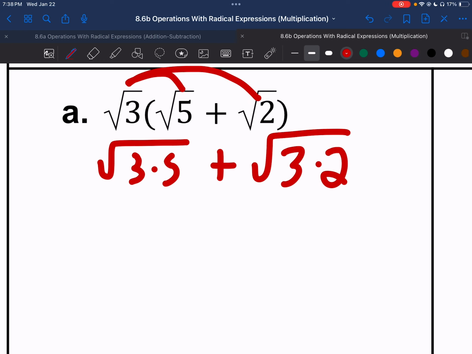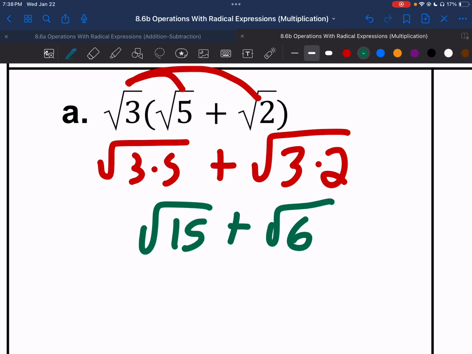So when we simplify that, the square root of 3 times 5 is the square root of 15. The square root of 3 times 2 is the square root of 6. And that's my simplified version. I cannot combine that anymore. There are no like radicands. So I am done where I'm at. Square root of 15 plus square root of 6.